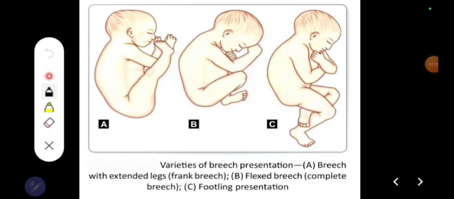In a Frank breech, the legs will be extended at the knee and flexed at the hip. In complete breech, they will be flexed at the hip and knee. In footling breech, one or two legs will be extended at the knee and at the hip joint.